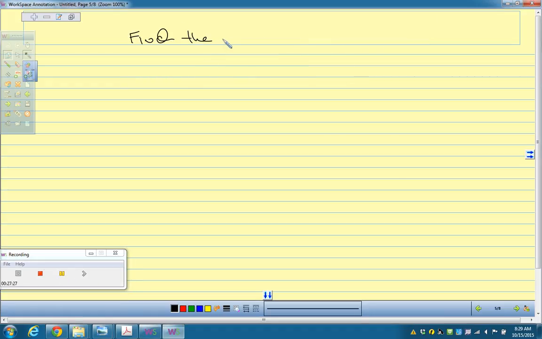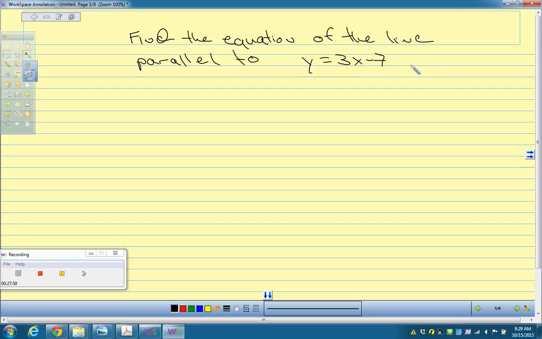Find the equation of the line parallel to y equals 3x minus 7, and that passes through. So this is just one little extra thing. It's actually pretty easy. Please pay attention or you're not going to know how to do this on the worksheet or in your homework. Okay?